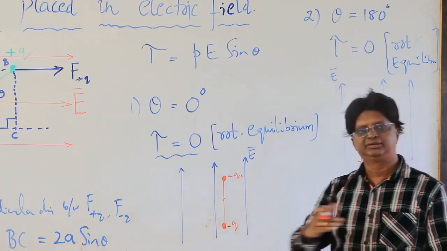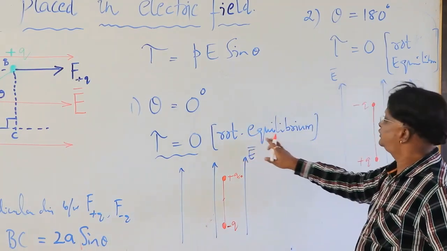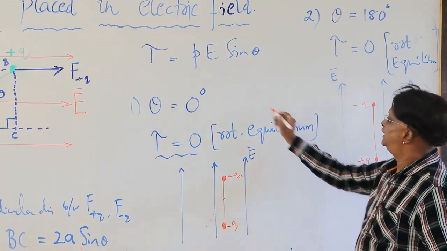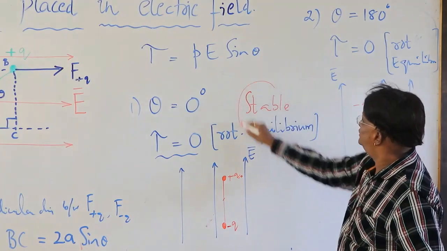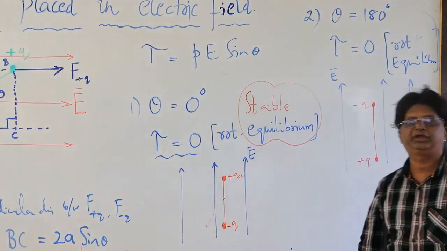again it will come back to the same equilibrium. Therefore, theta is equal to 0, rotational equilibrium. This time it is a stable equilibrium. I underline this point. Theta equal to 0 degrees.